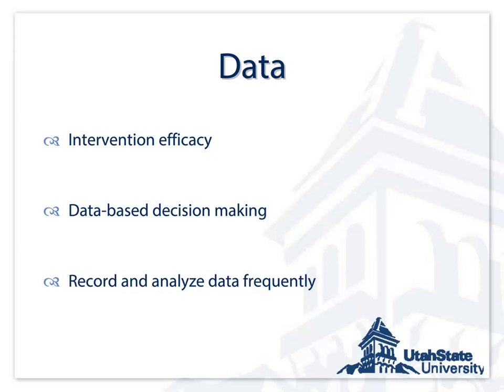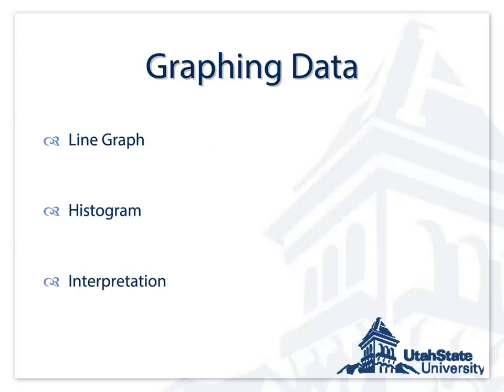Data should be graphed and analyzed at least weekly in order to monitor progress and make changes to treatment if necessary. There are two main types of graphs that you will encounter in behavior analysis. The first graph that we encounter is the line graph. The line graph represents the change in one or multiple behaviors over time.